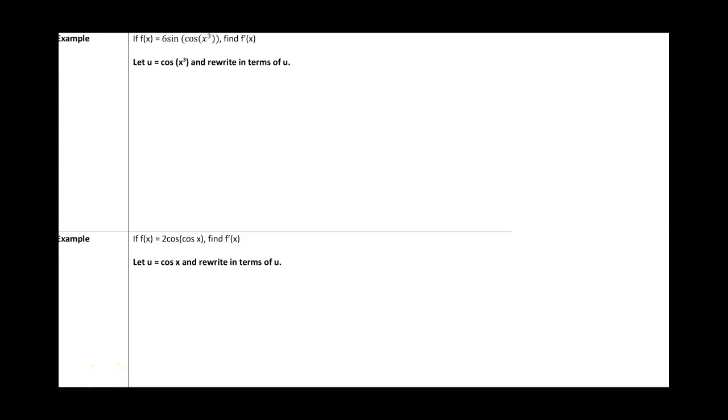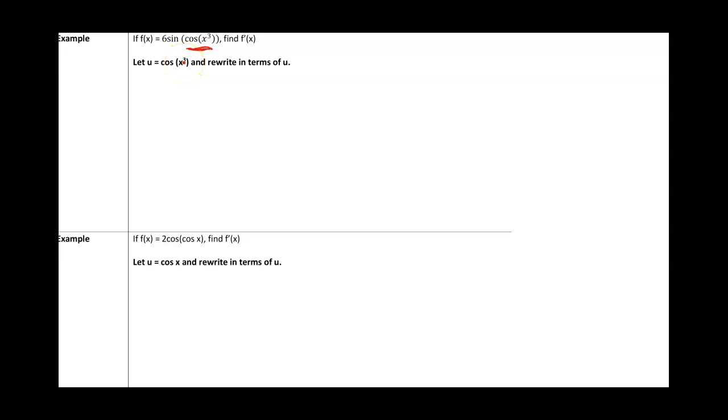All right, let's finish off this section with two final examples. We have 6 sine of cos x cubed, and you want to find f prime of x. Now, here's where it gets tricky because the inner function is cos x cubed. You may notice that within this inner function, we have another inner function, but we'll deal with that later.